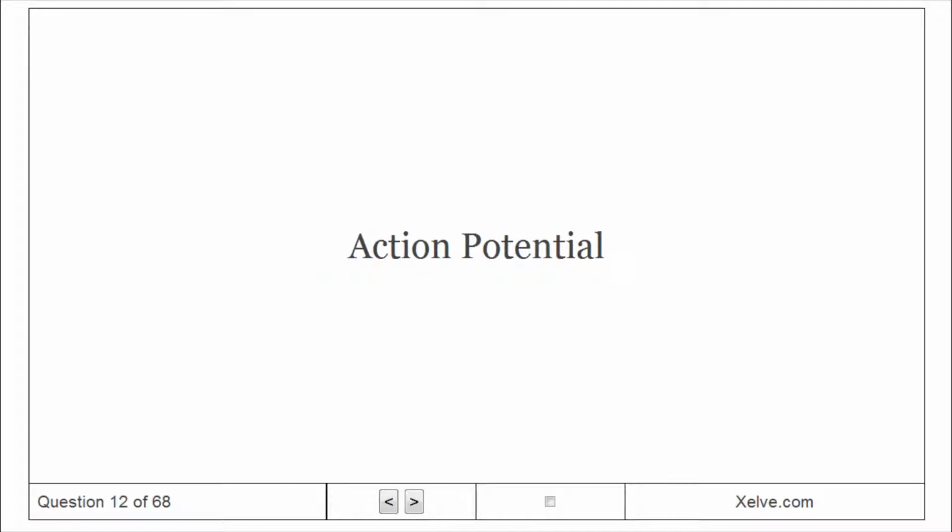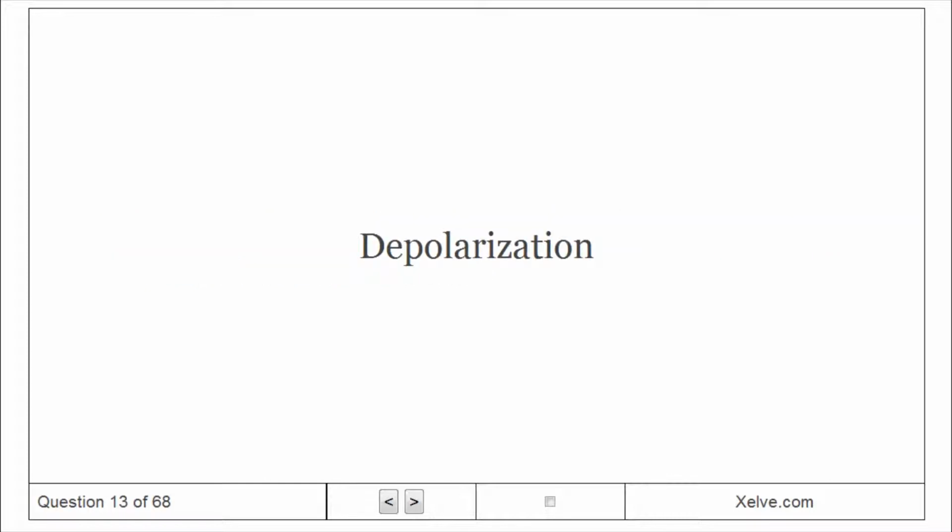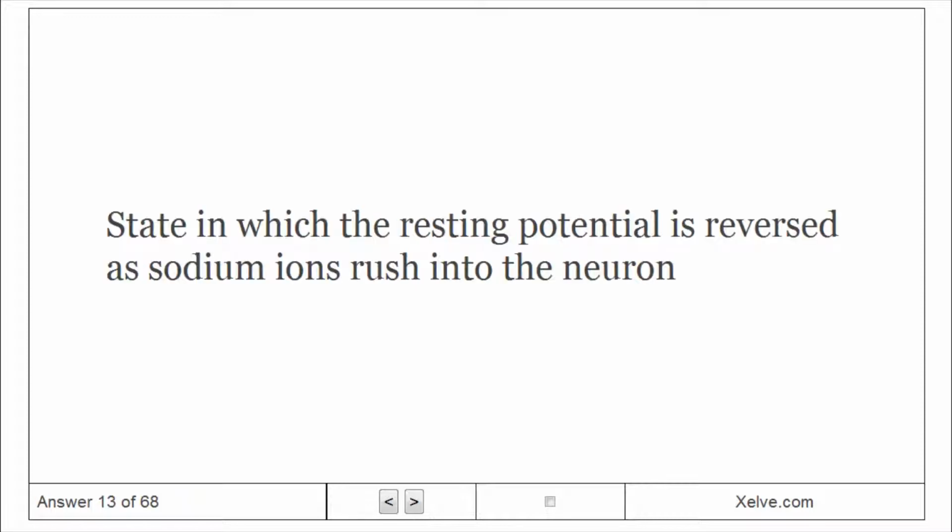Action potential. Transmission of the depolarization wave along the neuron's membrane. Depolarization. State in which the resting potential is reversed as sodium ions rush into the neuron.